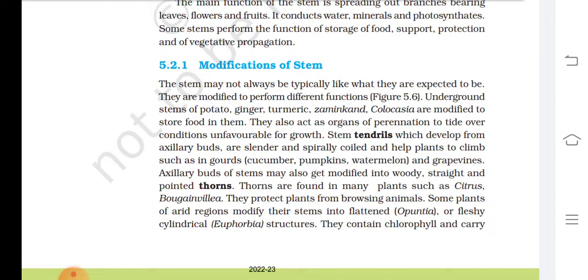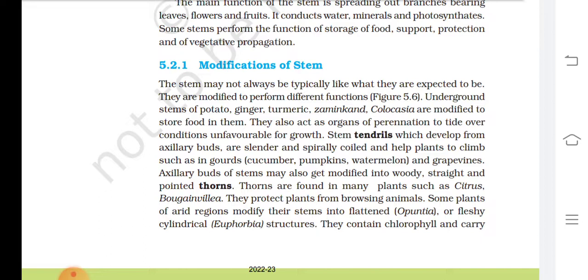Stem tendrils, which develop from axillary buds, are slender and spirally coiled and help plants to climb, such as in gourds, cucumber, pumpkin, watermelon and grapevines. Axillary buds of stem may also get modified into woody, straight and pointed thorns. Thorns are found in many plants such as citrus and bougainvillea. They protect plants from browsing animals.